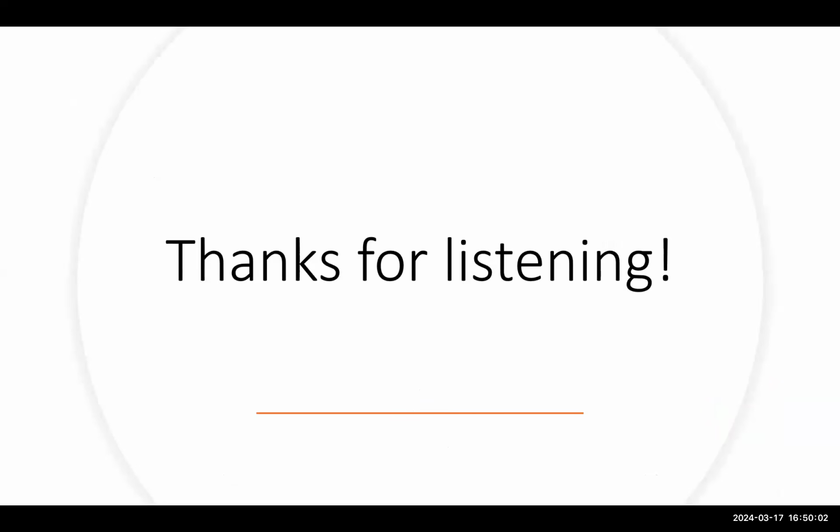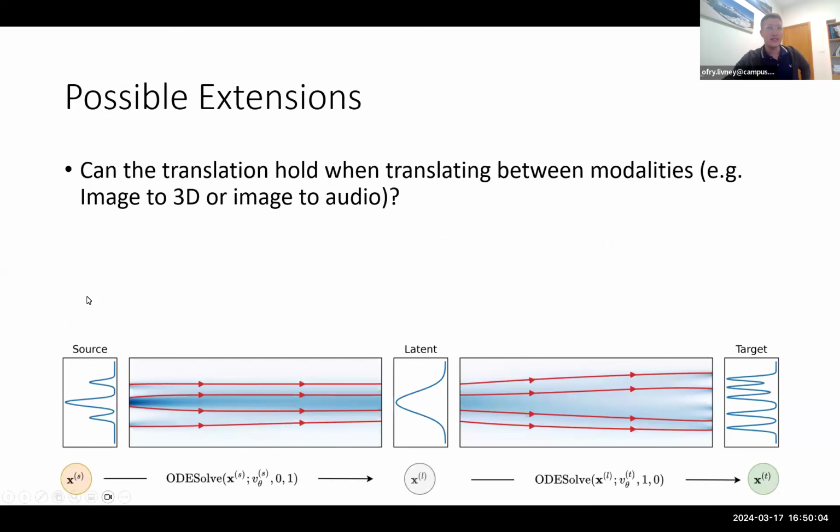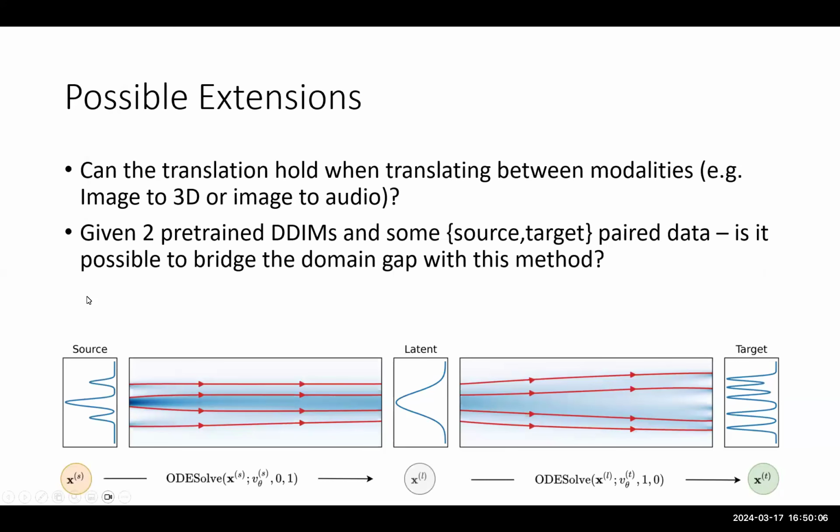So can you go one slide back? What makes the two diffusion images share the latent space? If they're trained completely separately, what makes a latent in one diffusion model correspond to a similar image in the second one? Well, that's a very good question.